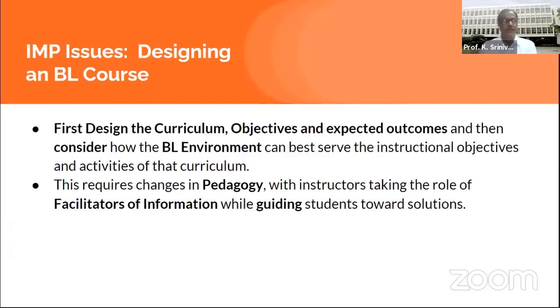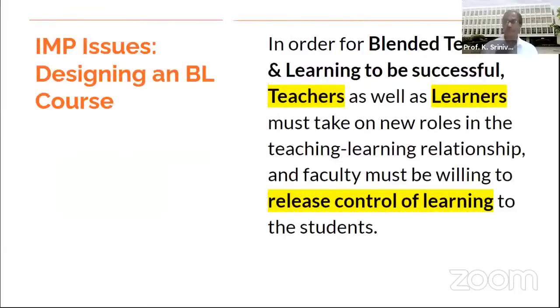In other disciplines also, UGC is talking about a learner outcome-based curriculum framework, and so on and so forth. So what is important here? In order to make blended learning successful, both teachers and students have to accept the reality that this is going to change the way we have been working, number one. And number two, the teacher has to create the environment in such a way that the control of learning is released to the students. Releasing the control, in the classroom, is very important.